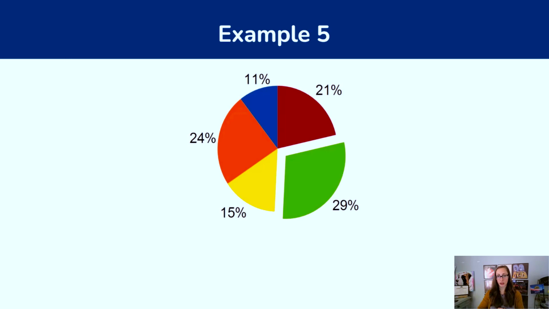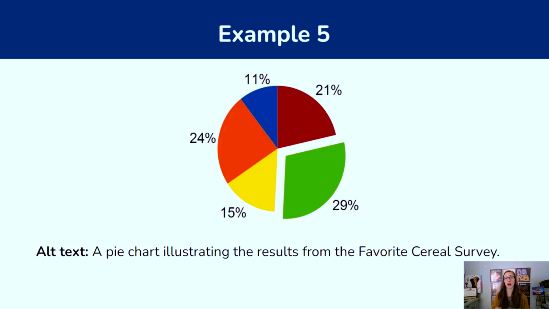And here's our last example. There's no title for this graph, so let's imagine it's some survey data from a poll that asks, what's your favorite cereal out of these 5 options? We'd want to describe the results in the written content, but let's use the alt text to summarize. My alt text might say, a pie chart illustrating the results from a favorite cereal survey. That way, if a learner comes across this image using a screen reader, they know that a pie chart is there, but the actual data will be synthesized in the written content.